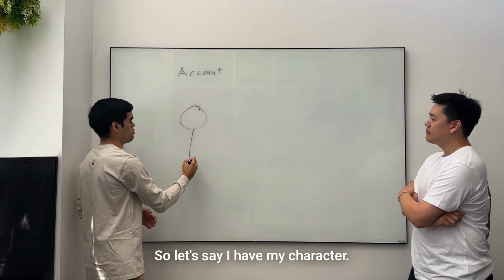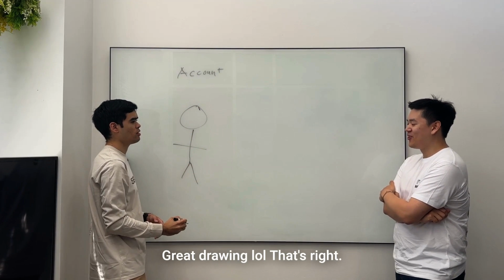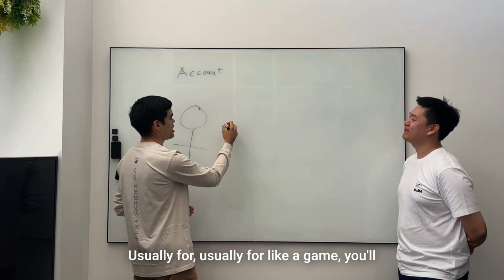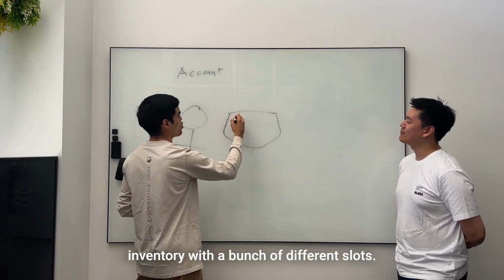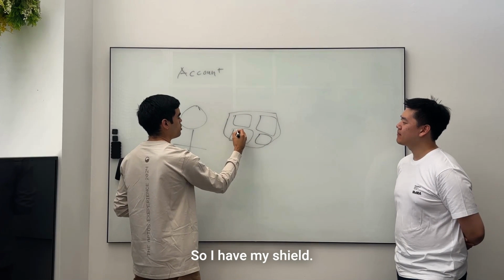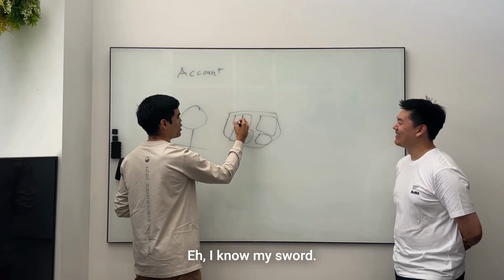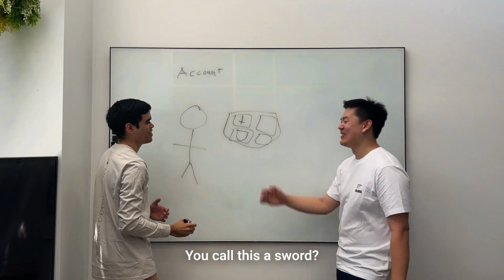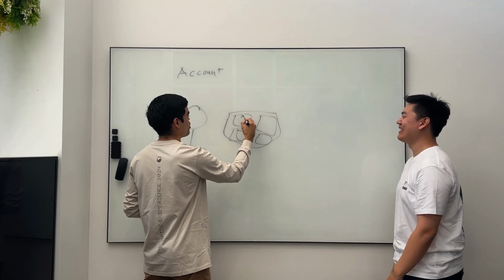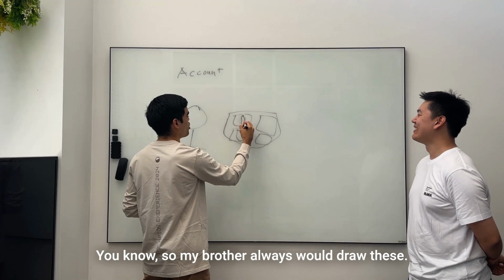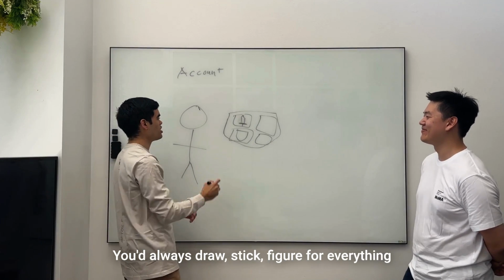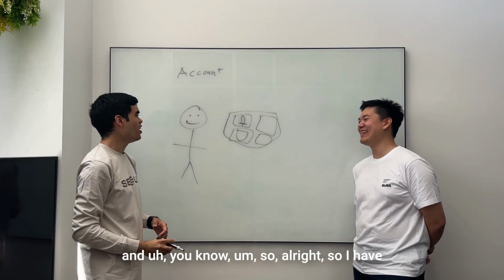So let's say I have my character. Great drawing. That's right. Usually for a game, you'll have an inventory with a bunch of different slots. Okay. So I have my shield. I know my sword. Really, you call this a sword? All right, bear with it. Okay. This is a sword. Okay, guys. So my brother always would draw these. Oh, that's a bit better. These stick figures. There we go. You'd always draw stick figures for everything, and there you go.